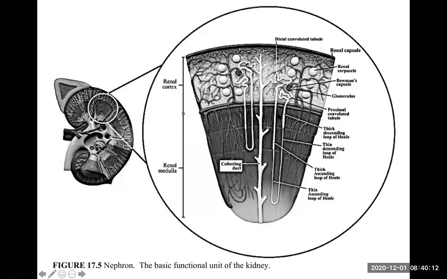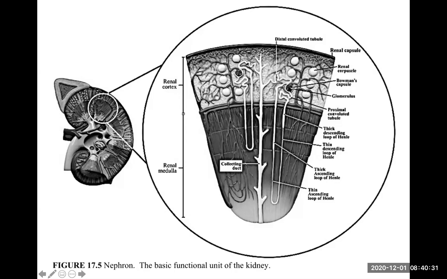The filtrate will either absorb more electrolytes or secrete things at this point. Then the filtrate will travel through the distal convoluted tubule, furthest away from the glomerulus, and then enter into the central collecting duct. So again, to review, blood is filtered through the glomerulus.